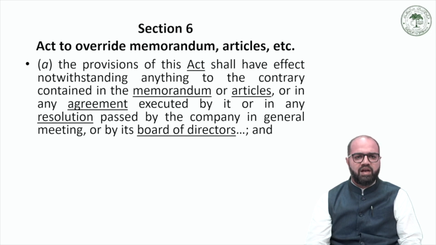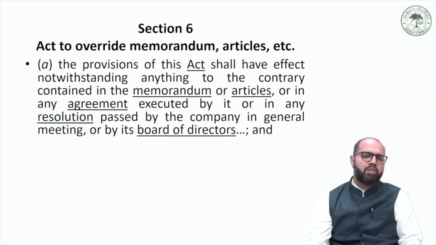Section 6 part A clearly lays down that the provisions of this Act, by this Act we mean the Companies Act, shall have effect notwithstanding anything to the contrary contained in the memorandum or articles or any agreement which is executed by the company, or any resolution passed by the company in general meeting or by its board of directors. So what it essentially says is that if you have any provision of the Companies Act on one hand, which lays down any rule, and on the other hand, any contradictory rule laid down either in the memorandum or the articles, or any contract that the company has made with an outsider, or any resolution which the company has passed in its meetings, it is the provision of the Act which is going to prevail.